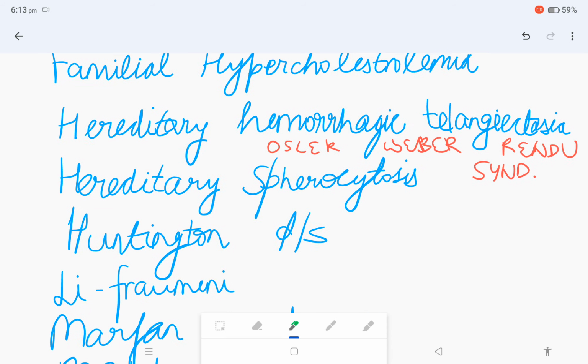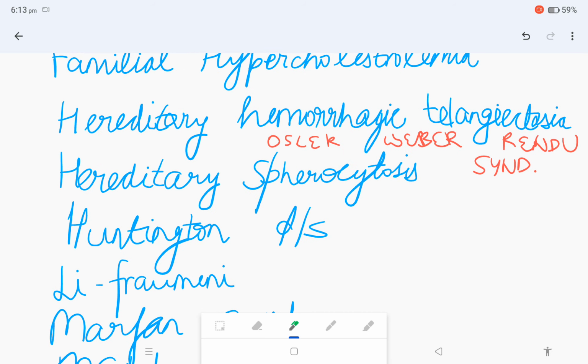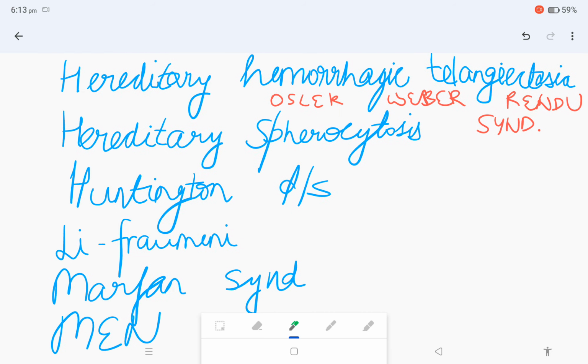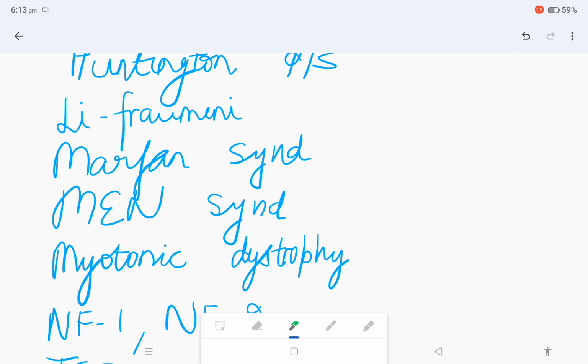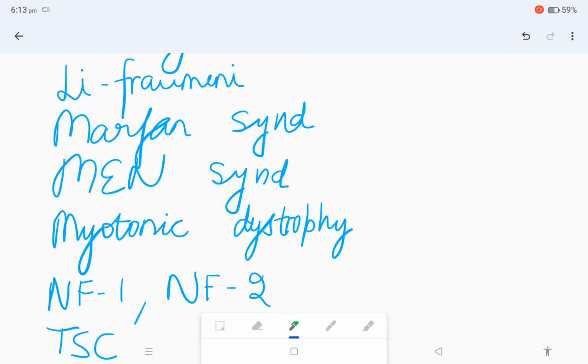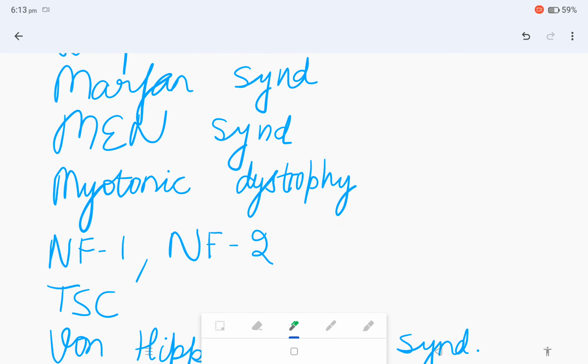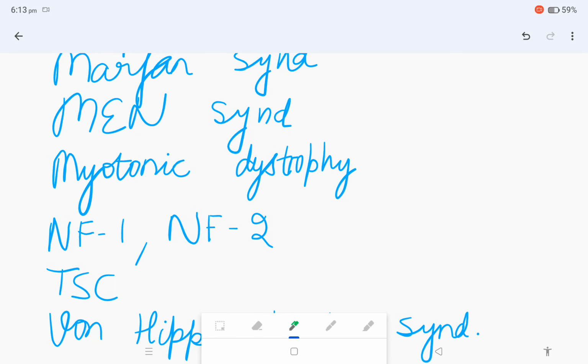Then from L we have Li-Fraumeni, that is the TP53 gene. M for Marfan syndrome, MEN syndrome, myotonic dystrophy. N for neurofibromatosis 1 and 2, and T for tuberous sclerosis, V for von Hippel-Lindau syndrome.